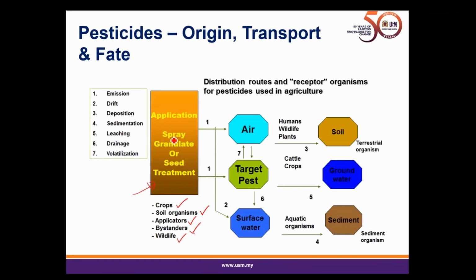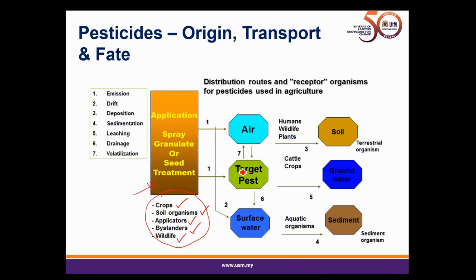Okay, so here is where the chemicals are applied. For example, you can use spray, granulates, or seed treatments. Okay, and then what happens? This is the first exposure, the people that are near the land. From there, it can undergo emission, or it can undergo drift. Once it's applied on the land, it can be emitted to the air and also to the target pest which we want to remove.